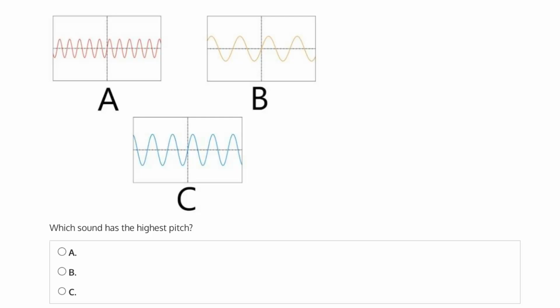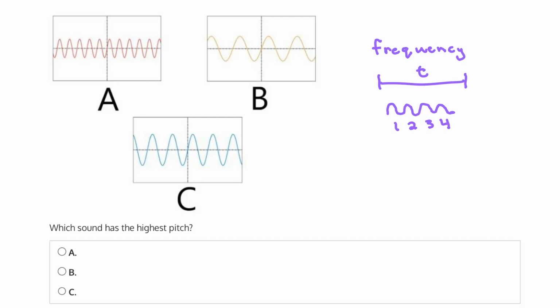So this question simply says, which sound has the highest pitch, A, B, or C? And pitch is essentially the same thing as the frequency. And the frequency is a basic property of a wave, which describes how many times a wave passes per unit time. So for example, if we have this wave here, we would have 1, 2, 3, 4 waves pass per unit time, t, and that gives us the frequency.